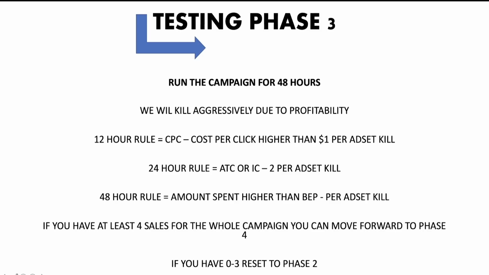Now, the 48-hour rule is the amount spent. So if your amount spent, let's say, is $7 and your break even point is $5, then you'd kill the ad set. If you're spending more than what you're making, turn the ad set off. If you have at least 4 sales, you can move on to the next phase, which is phase 4. If you have 0 to 3 sales, reset the whole process from phase 2 flow.